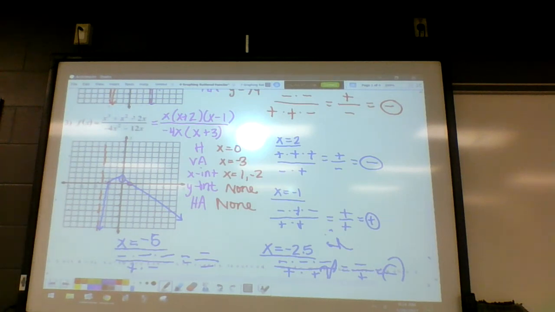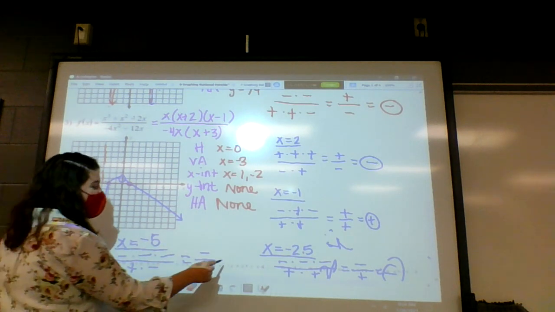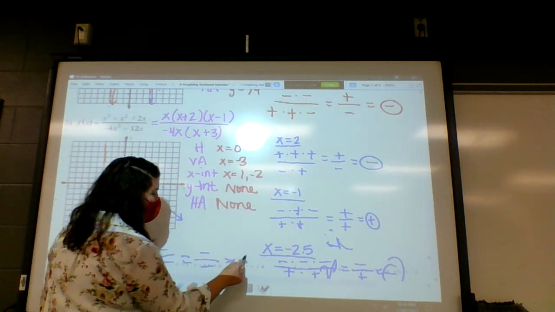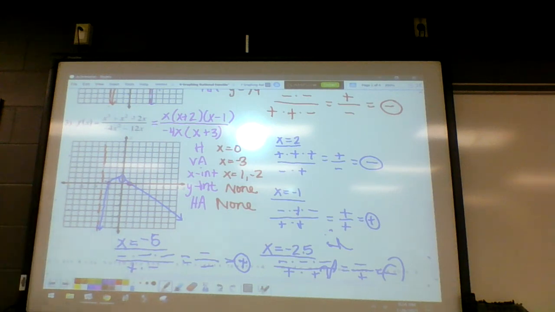So I agree with Ava. I told y'all. A negative divided by negative at the end is a positive number. That's not Ava. That's Christine. I agree with Ava. No, that's Ava.